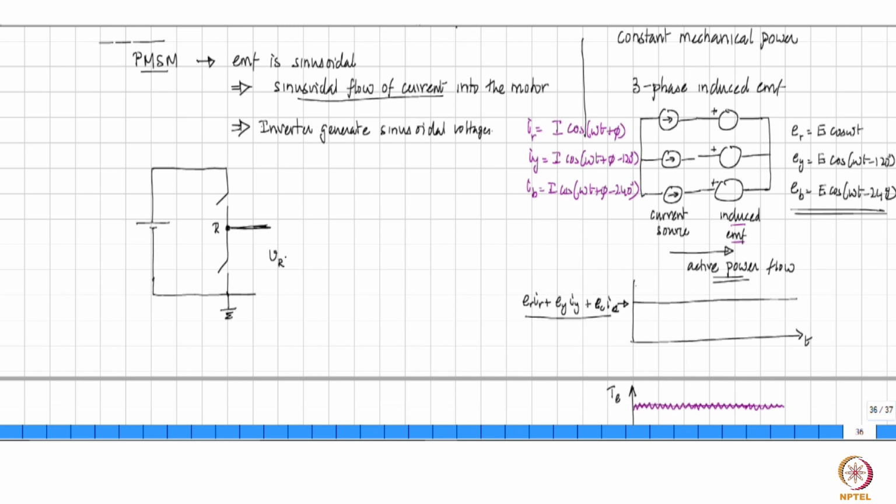So the switches are operated such that this potential is always well defined, which means that at any given instant of time, either this switch is on or this switch is on. And if one of the switches is on, the other one is necessarily off. So that is the manner in which the switches are operated, which means what will be the potential of this node R with respect to ground? What do you think it will be?